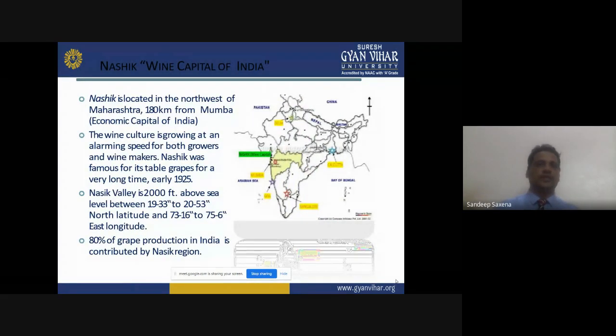Nasik is the wine capital of India. Nasik is located in the northwest of Maharashtra, 180 km from Mumbai, the economic capital of India. Now you can see the map of Nasik, which is very near to the Arabian Sea and in the state of Maharashtra. The wine culture is growing at an alarming speed for both growers and winemakers.